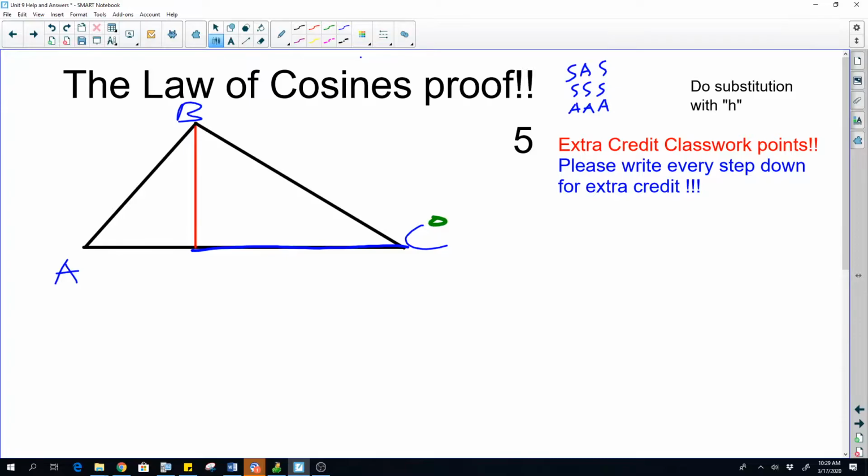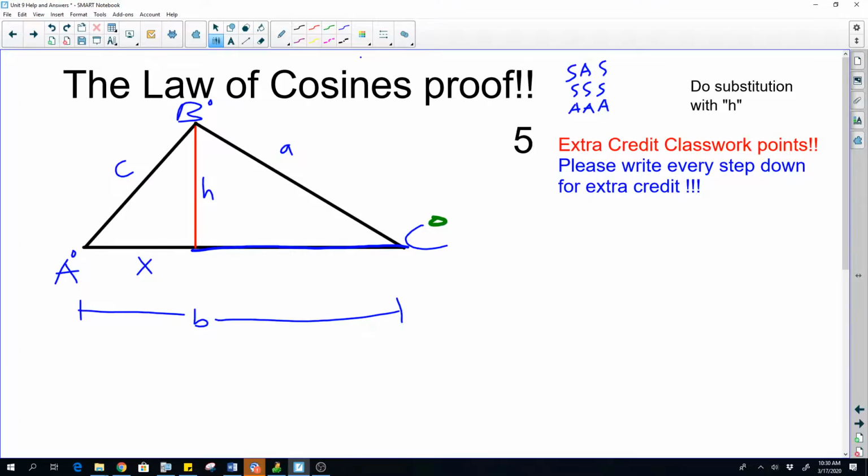So they called the altitude h, and they call this side length x. And then opposite big angle C is little c. Across from big angle A is little a. And across from angle B is little b. But this time they wanted to figure out how to use right triangles to solve non-right triangles.